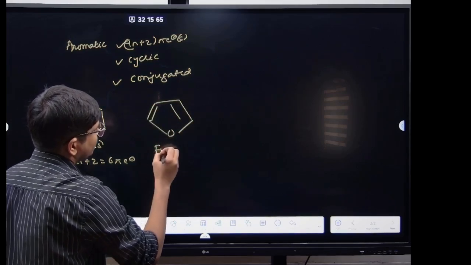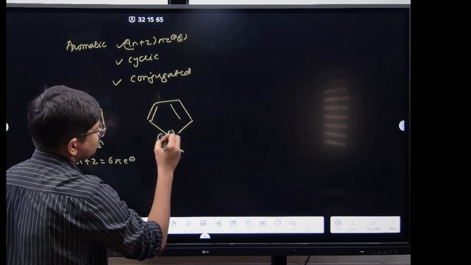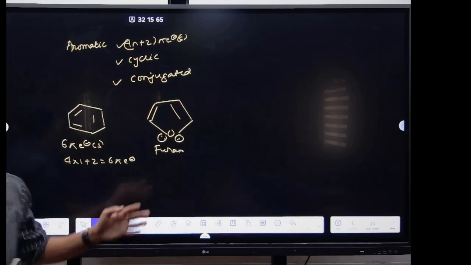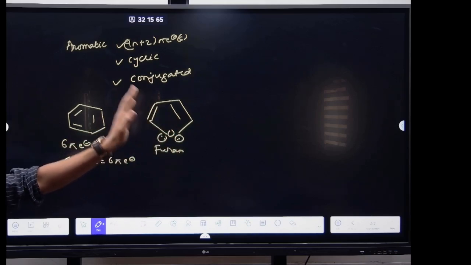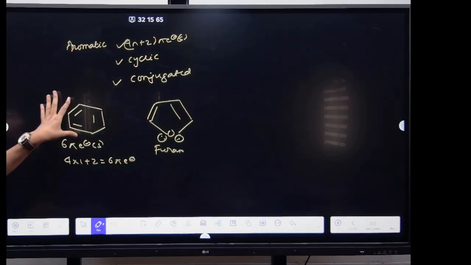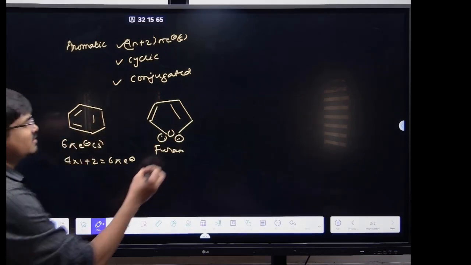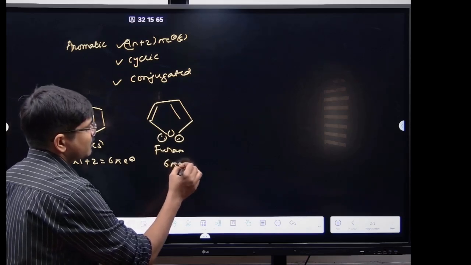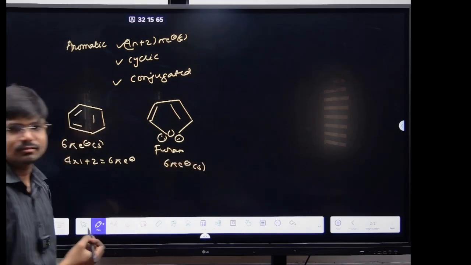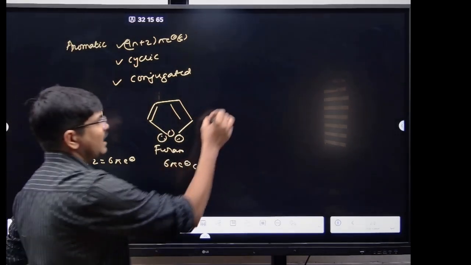Similarly, in this example, suppose you have furan. So this is furan. This is also an aromatic compound, but this is an aromatic heterocyclic compound, while the earlier one is an aromatic homocyclic compound. Because this also has 6 pi electrons. Similarly, you have this example.